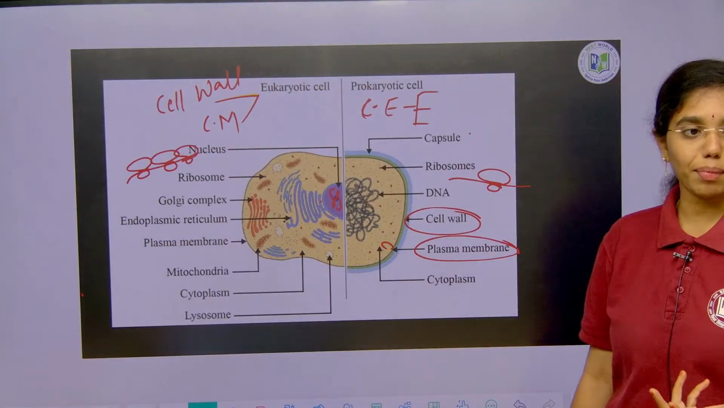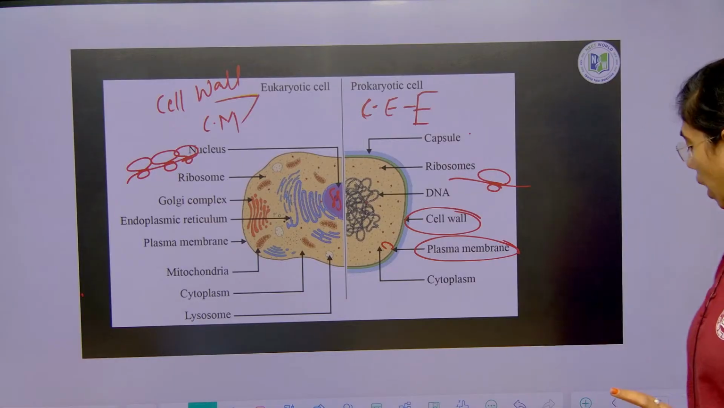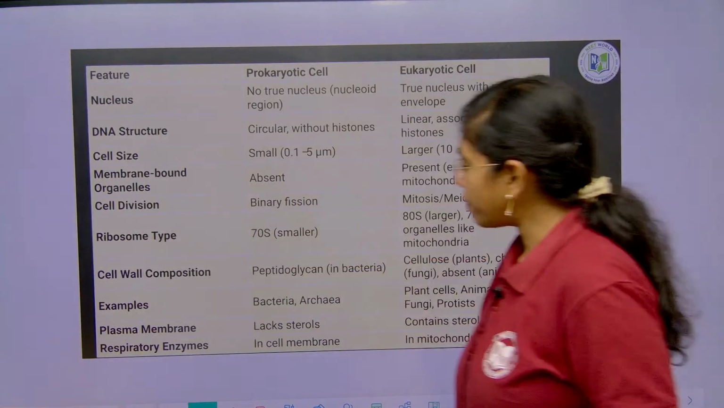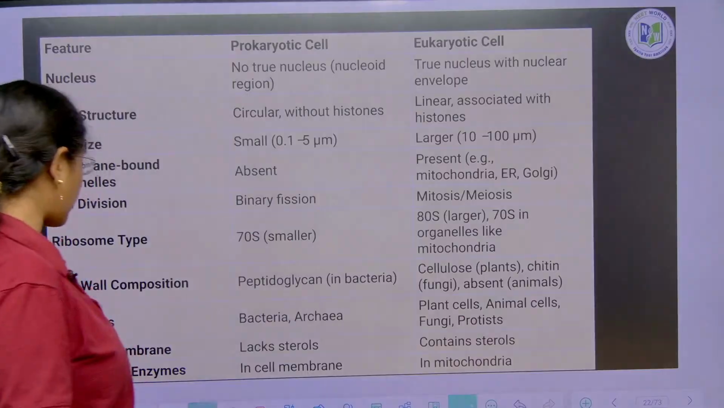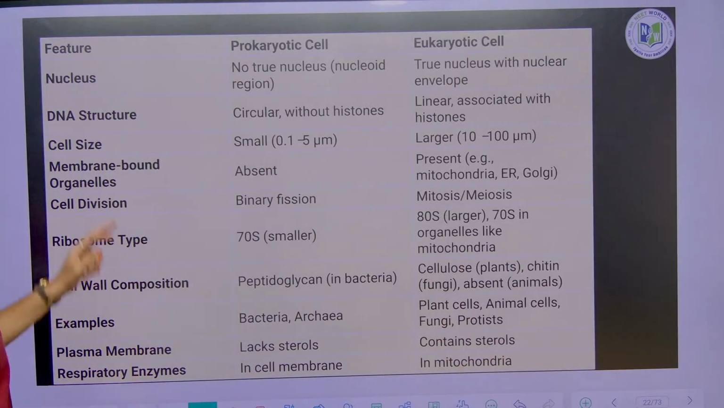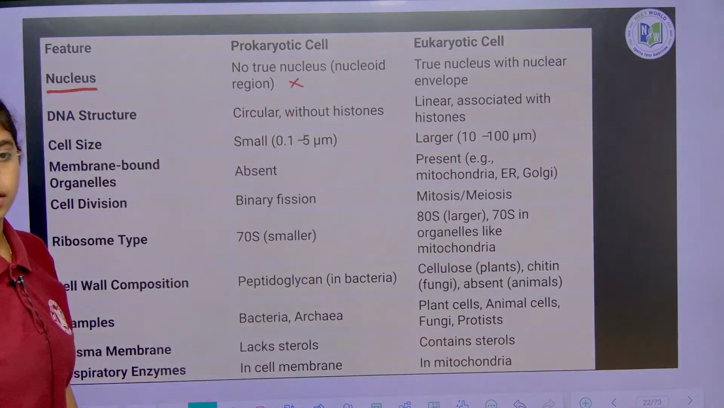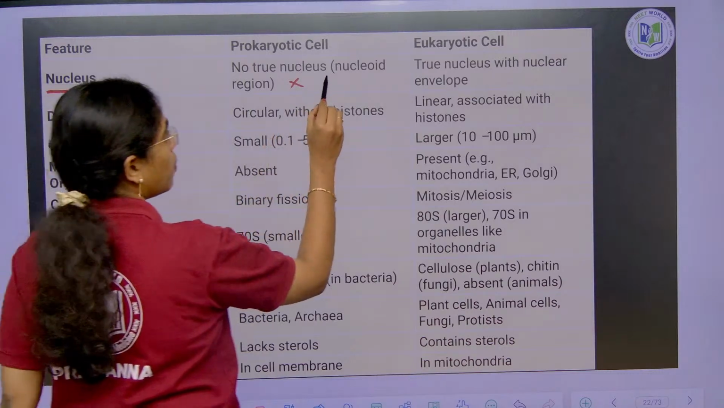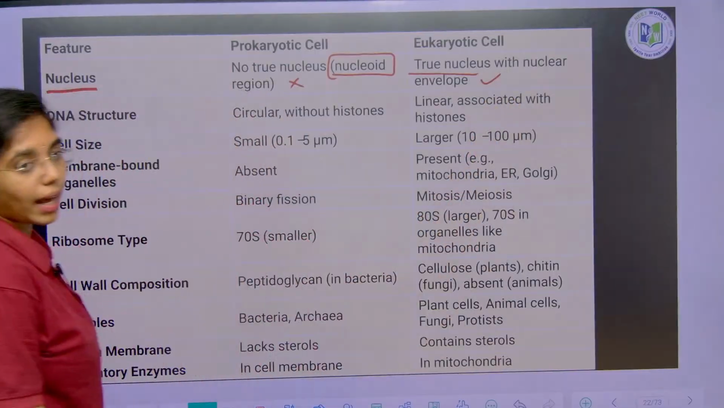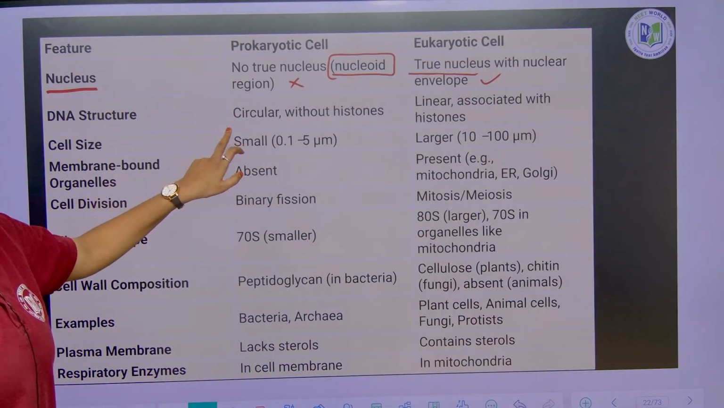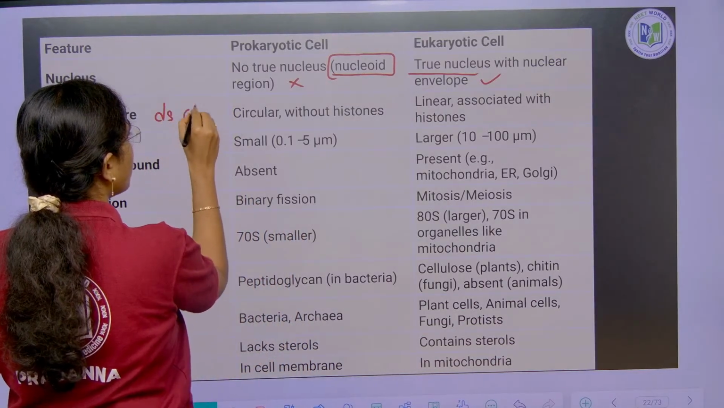Even if you get a diagram based question on the differences, you should be in a position to answer. Now, look at this tabulated form which I have given, which addresses all the differences between prokaryotic and eukaryotic cells. First is the nucleus. In a prokaryotic cell there is no true nucleus, only a nucleoid region is present, whereas a eukaryotic cell will have a true nucleus with a nuclear envelope. Second, DNA structure. DNA in a prokaryotic cell is double stranded circular DNA.